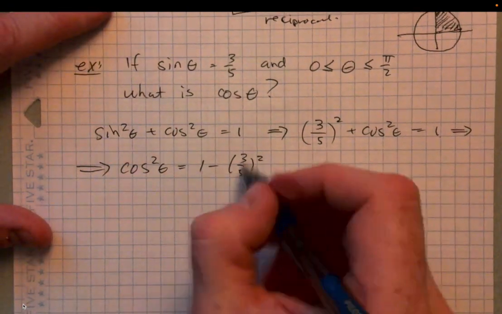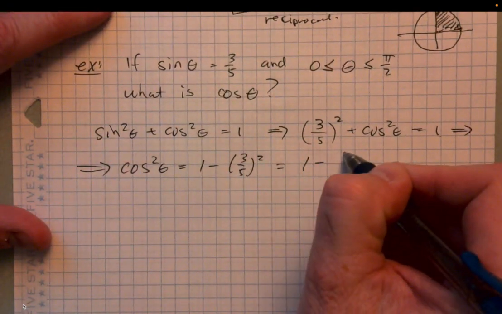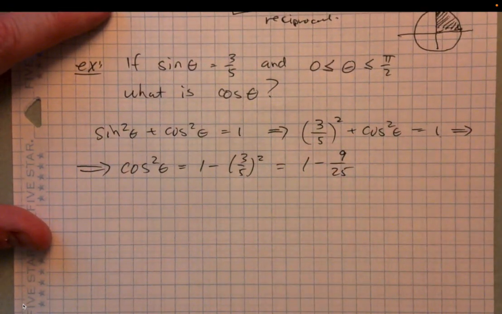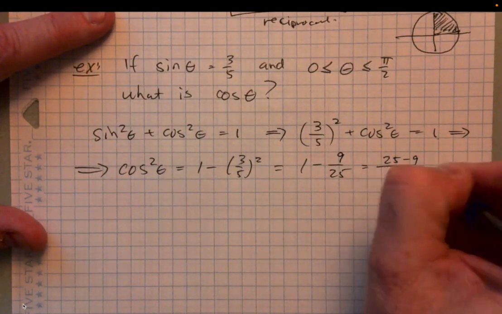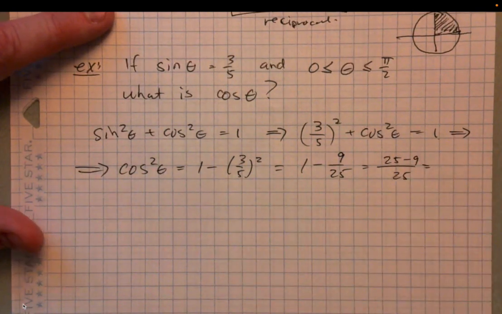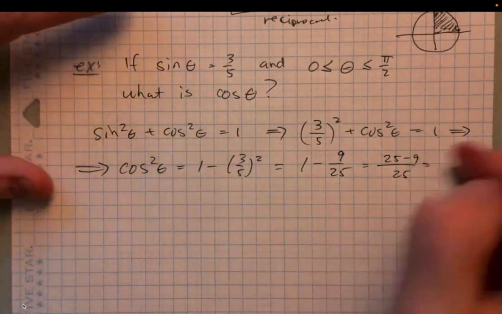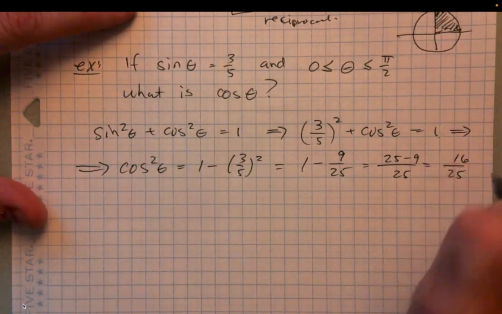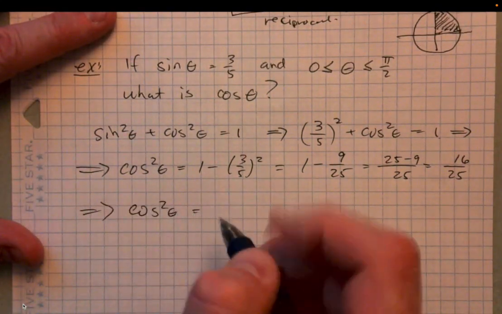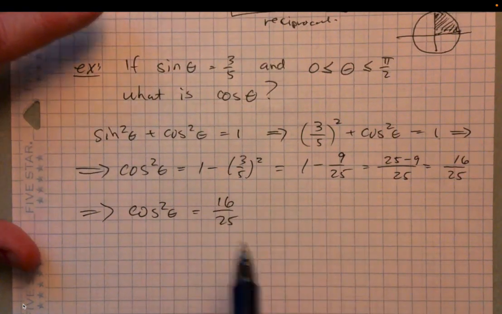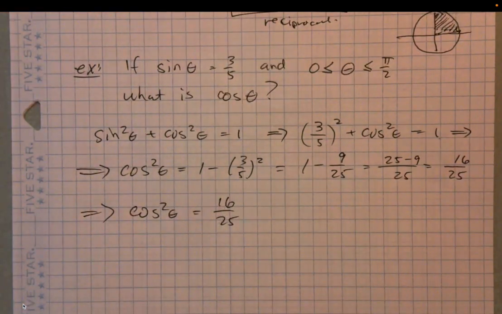Okay, and what is that? That is 1 minus 9 over 25. Right? We can do that math in our head if we want. 25 minus 9 over 25. It's also totally acceptable to pull out a calculator if you want, but you could see that that's 16 over 25. Right, and so cos squared theta is 16 over 25. Those are nice square numbers, aren't they? That's great.